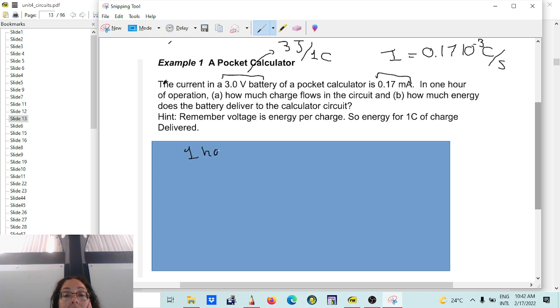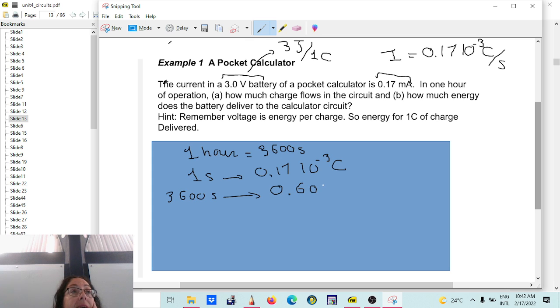So 1 hour is 3600 seconds, right? So in 1 second you have 0.17 what? Coulomb. So in 3600 seconds, 0.612 coulomb. Right? Just make sense of it if you go back to the meaning. So you see, per second, 1 hour is 3600.